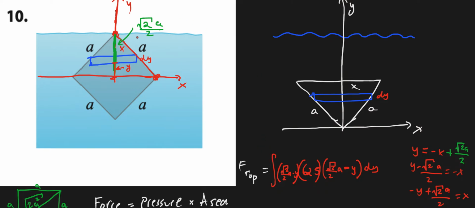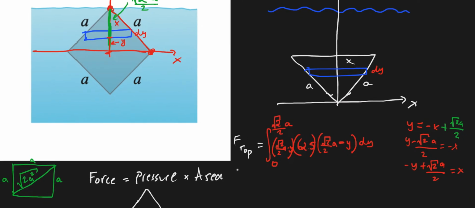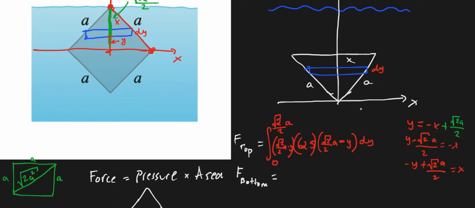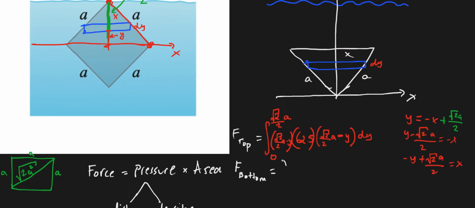And then the integration we're going to be doing is from 0 up until square root of 2a by 2. This will give us our f top. Next, let's deal with our f bottom. F bottom is going to be very similar, except we're dealing with a different value there. So our y value, let me just write this out here. So this is going to be integration.